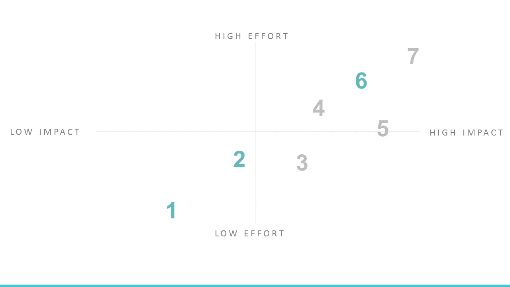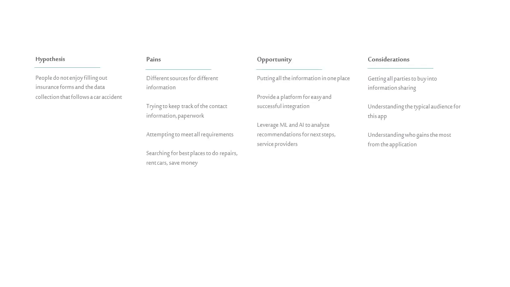Then once you pick the solution that you want, perhaps it's number three in this circumstance, you can start to lay out a hypothesis which says, well, what in the world was going on in this person's head that we can change based on getting this particular feature right? In this example, it is that people don't like filling out the forms and sending all the data in following a car accident. And then you can outline what those pains are.